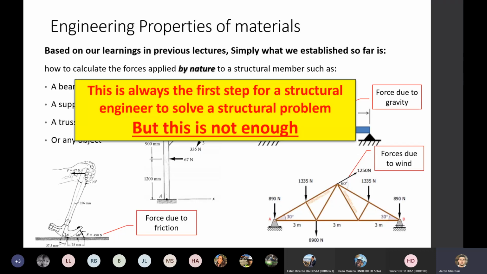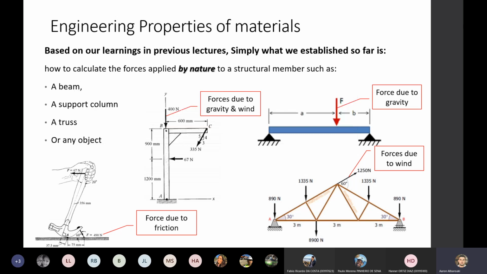So this is the lecture about the properties of material. How long we've been talking about all these external forces. When we look at a beam or a truss, all these numbers that we've been seeing, these external numbers are coming from nature. Usually coming from wind or gravity, weight of people, weight of cars, the physical force from a person applying that force on a member. So it's all coming from nature.